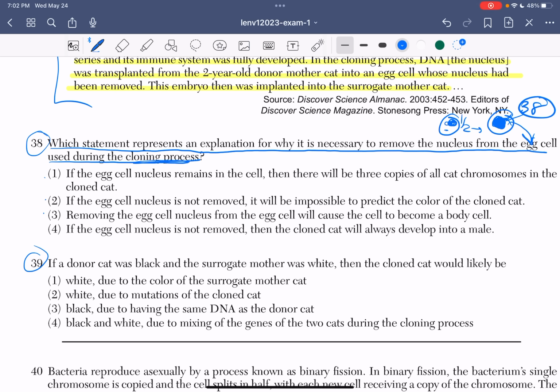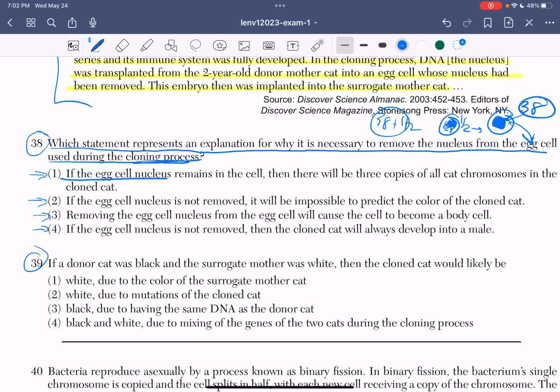You can't keep the nucleus that's already there. So you're going to have 38 and then whatever half of 38 is there. So then you're going to have 38 plus the half of 38. No way. That's not how it works. So let's see which one is the correct answer for number 38.